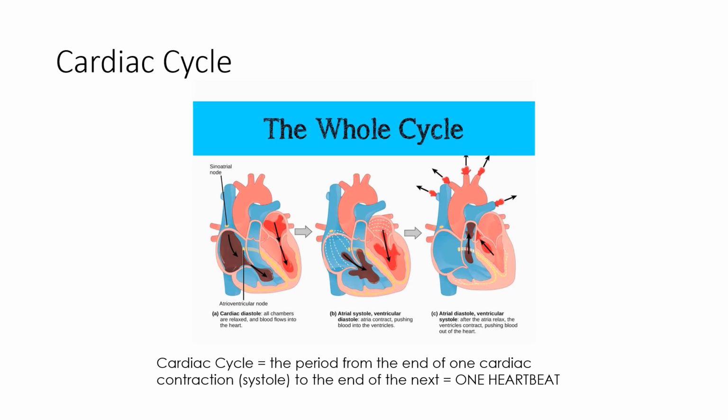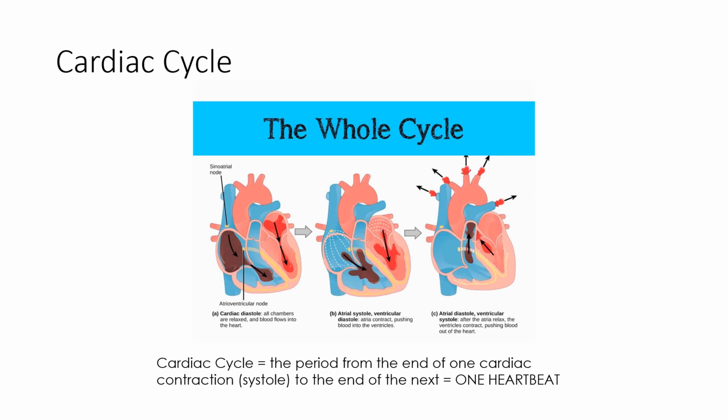Now, the whole cardiac cycle is the period from the end of one cardiac contraction, which is systole, to the end of the next one. And this constitutes one heartbeat. So in diastole, all chambers are relaxed and the blood flows into the heart.